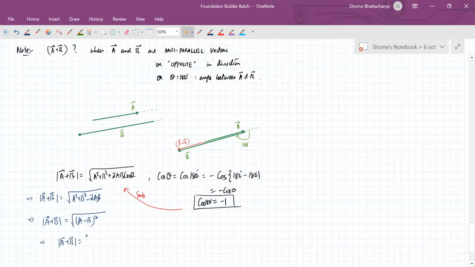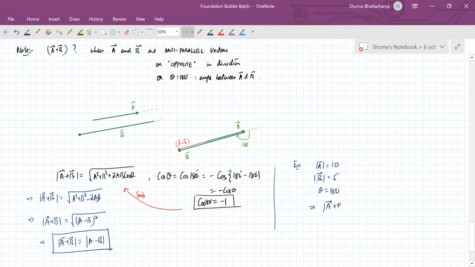Which means that this is magnitude of the difference. Note that the square root of a minus b whole square will be mod of a minus b and not simply a minus b. So for example, if magnitude of a is 10, magnitude of b is 5, and the angle between them is 180 degrees, the magnitude of a plus b will just become 5. But on the other hand, suppose magnitude of a is 20 and magnitude of b is 25, then you can see over here that this one will be 5.